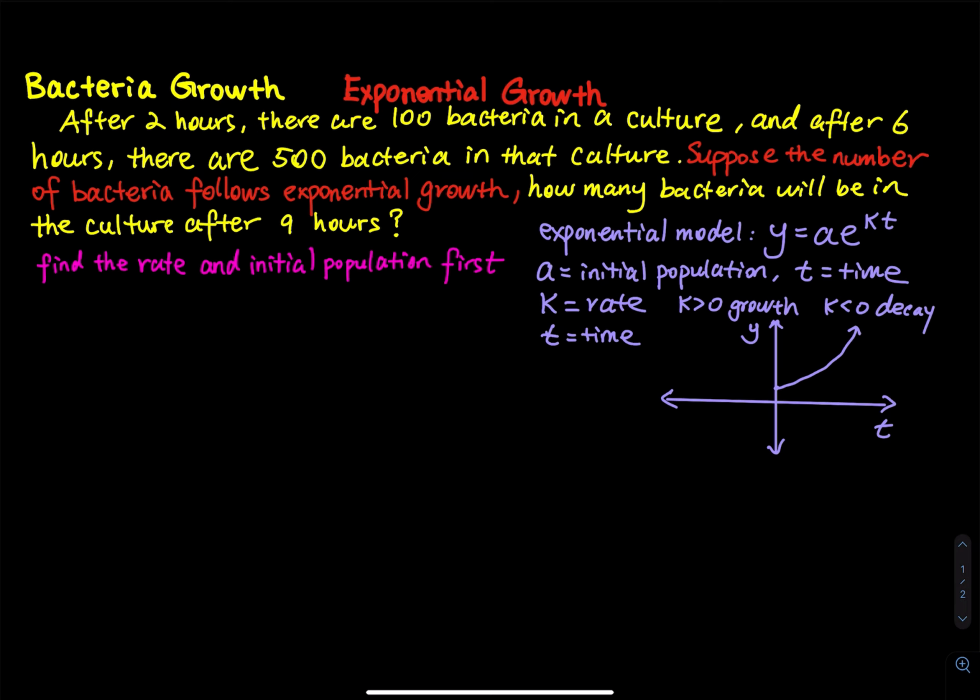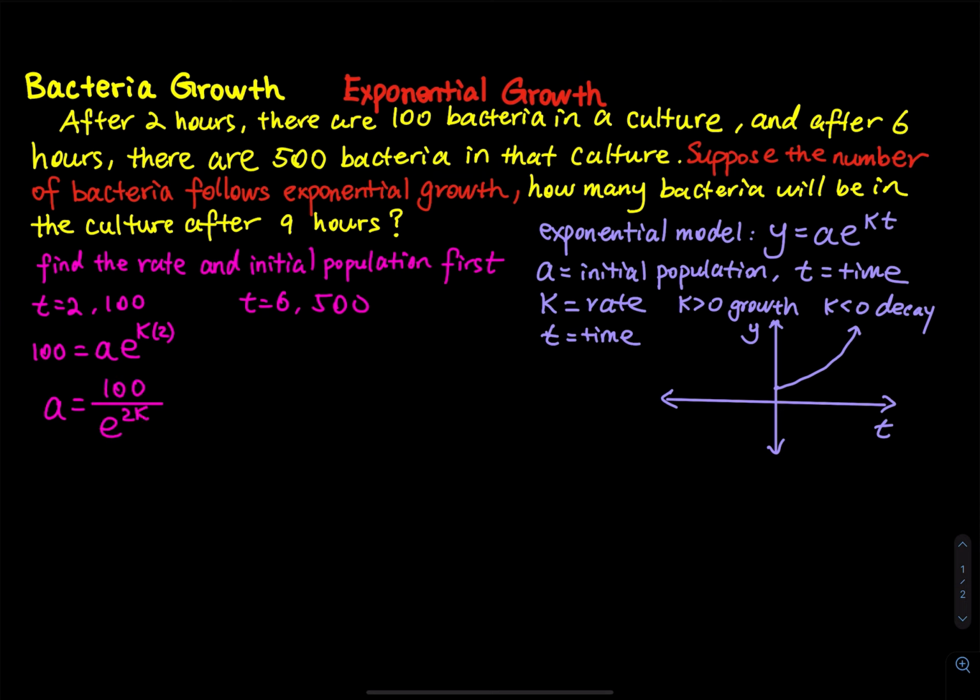So first of all, I gave you time equals 2, and the population is 100, right? And when time is equal to 6, the population is 500. Okay, so let's plug in what we have. We have 100 population. The initial population we don't know, so that is a, e to the kt. We don't know what k is. t is equal to 2. Let's solve for a. In this problem, a is equal to 100 divided by e to the 2k.